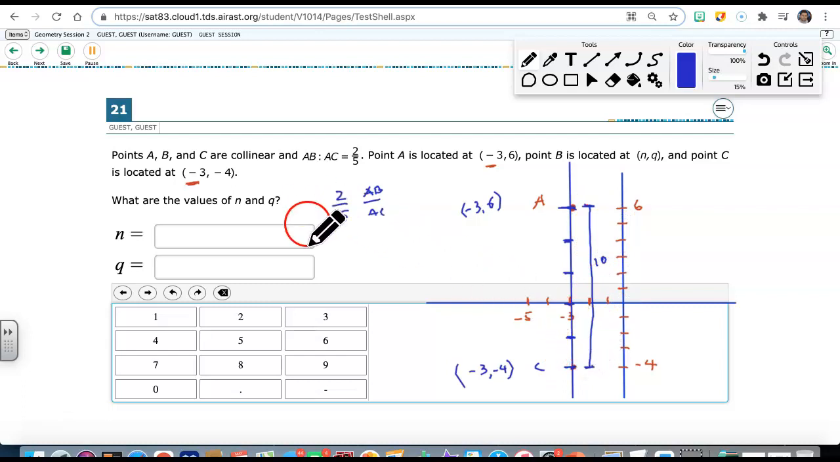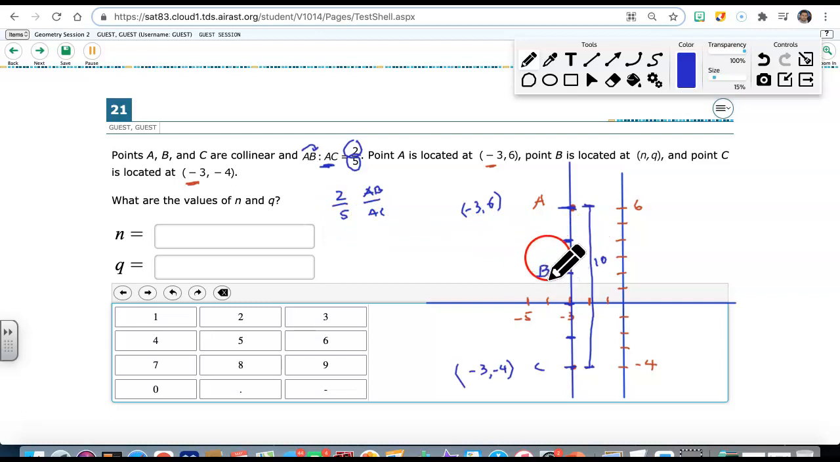But I need to divide into 5 pieces because from A to C is 5. Out of those 5, I'm going to take 2 sections, and that's going to be from A to B. So out of those 5 sections, 1, 2, 3, 4, 5, I want to take 2, 1 and 2. And here is going to be point B. Remember, every section is made out of 2, because 10 divided by 5 gives me 2.